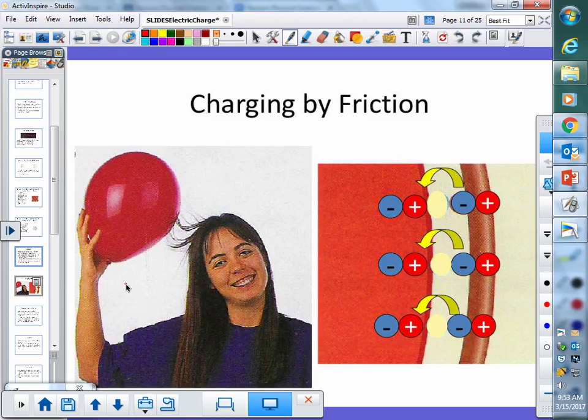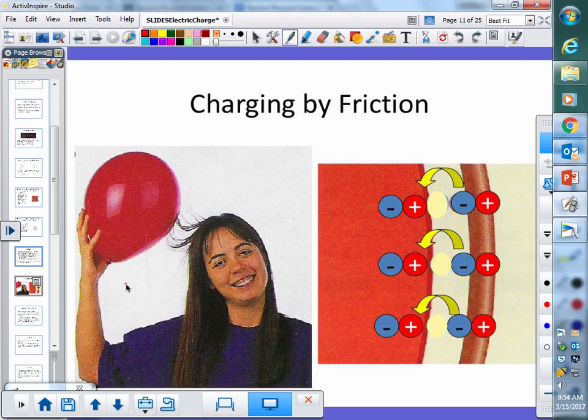But because it's a force, it causes things to happen. In this case, we've probably seen this example before, right? Something that happens at a birthday party sometimes. You rub the balloon on your hair. As your hair moves across the balloon, or vice versa, as the balloon moves across your hair, the friction between those two surfaces causes electrons to move.